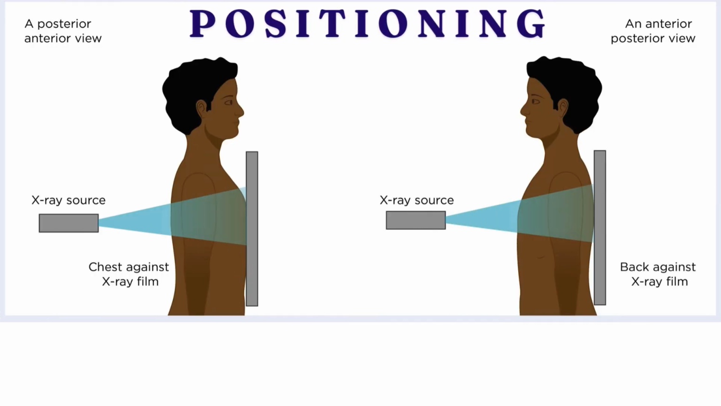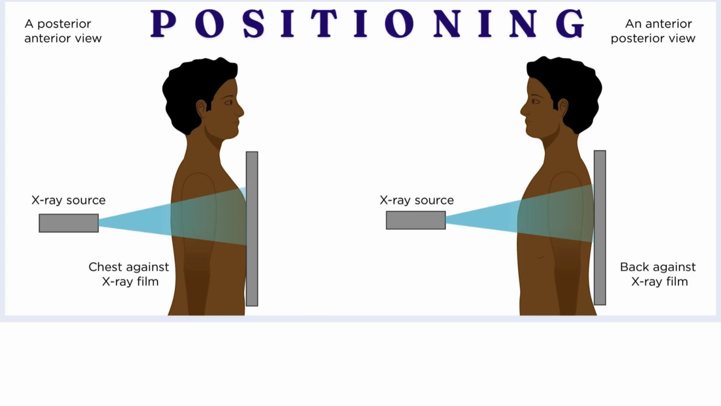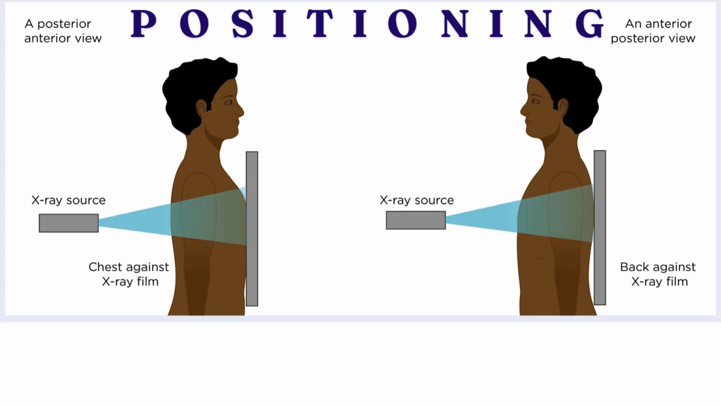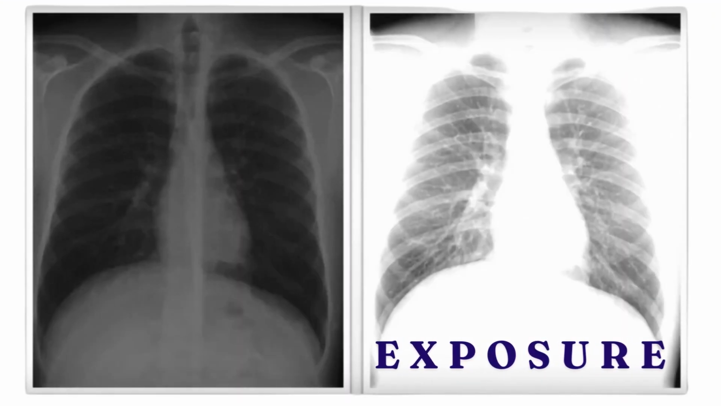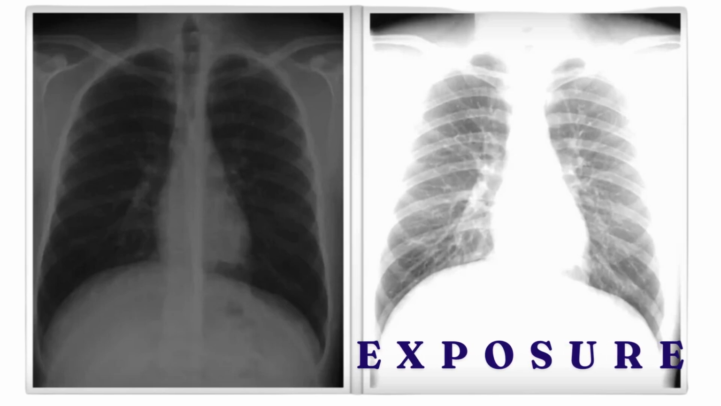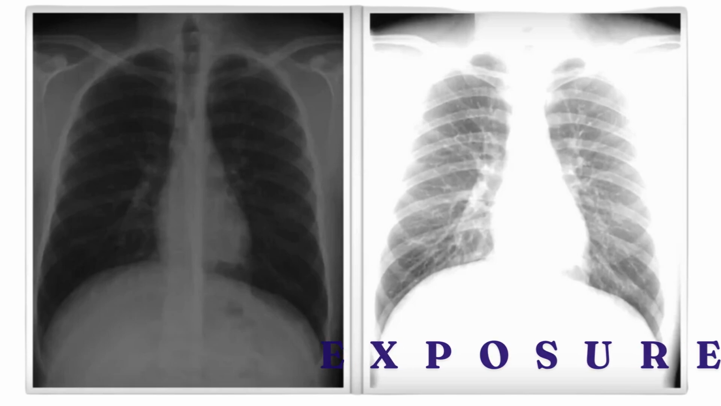Positioning. Is the patient positioned properly? A common mistake is an x-ray taken while the patient is leaning, which can distort the image. Exposure. Are the lungs well visualized? If the image is too dark or too light, it may not give you the full picture.